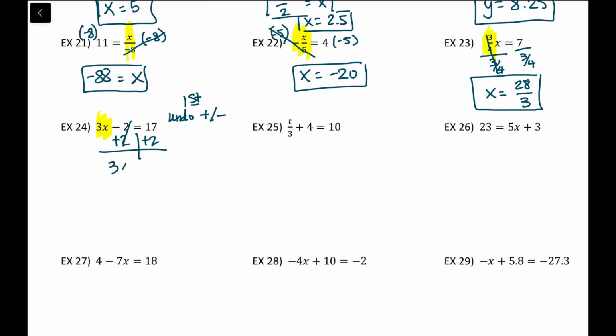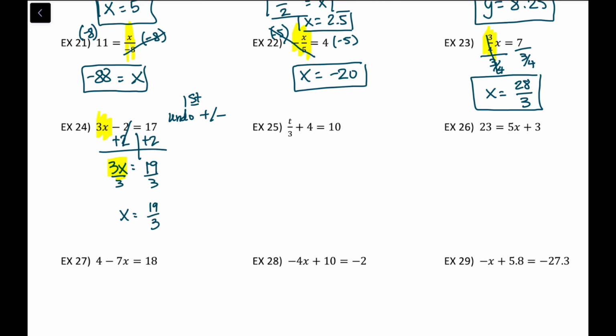That leaves me with 3x on the left. 17 plus 2 is 19. Now I can do my division, because remember, when a number is attached to the x, that means it's multiplied. So we are going to divide by the 3. And that gives me x equals 19/3. Put that in the calculator real quick. That's another repeating decimal, 6.33333. So you can just leave it as 19/3.